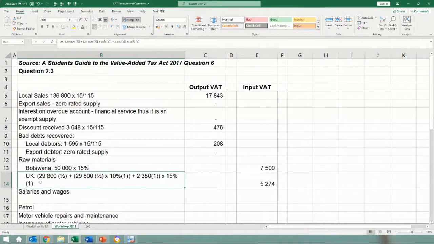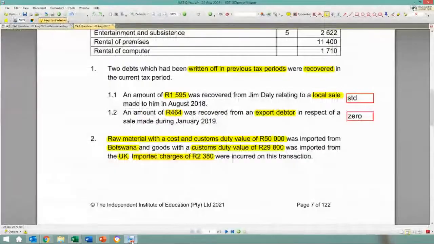Whereas for the UK, the 29,800 would have been allocated half a mark. The additional 10% would have been another mark and a half, the import charges would have been 1 mark, and then you would have received another mark for the 15%. So for the UK, you would have earned 3 marks by identifying that it's not one of the BLNS countries and that the calculation is different to that of Botswana. Okay, so that is what you had to see in this additional information.